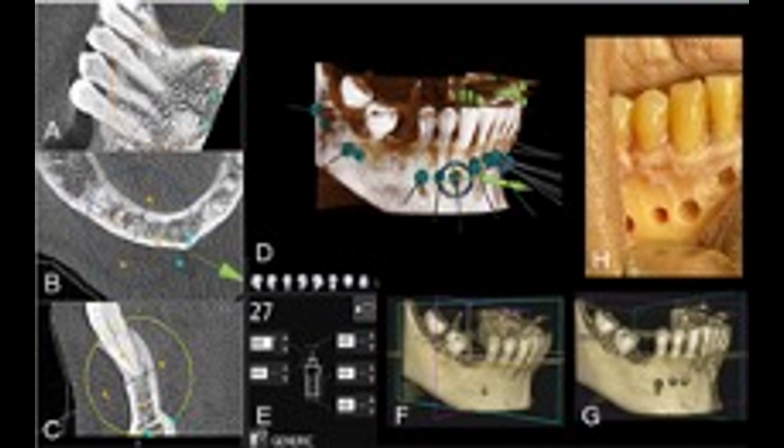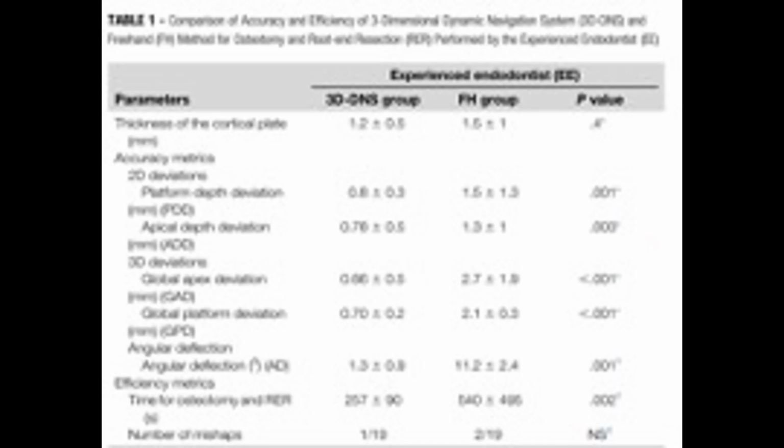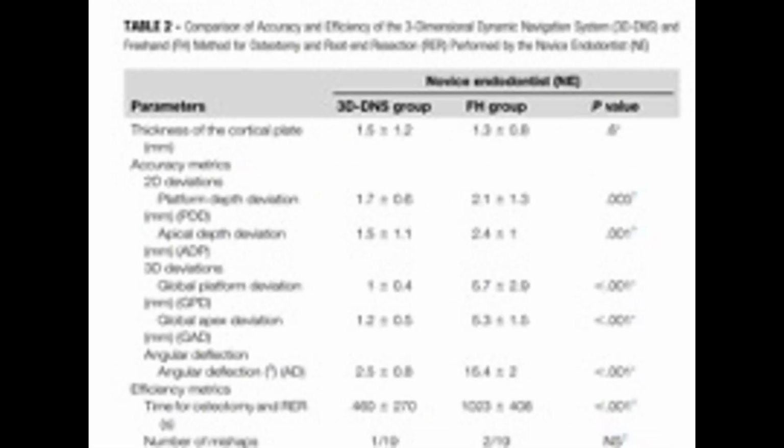Results showed the accuracy deviations were significantly fewer in the experienced endodontists who used 3D dynamic navigation system comparing to those in the freehand group. Also, the 3D group of non-experienced or novice endodontists showed fewer 2D and 3D deviations comparing to the freehand group of the same type of endodontists, which are the novice.